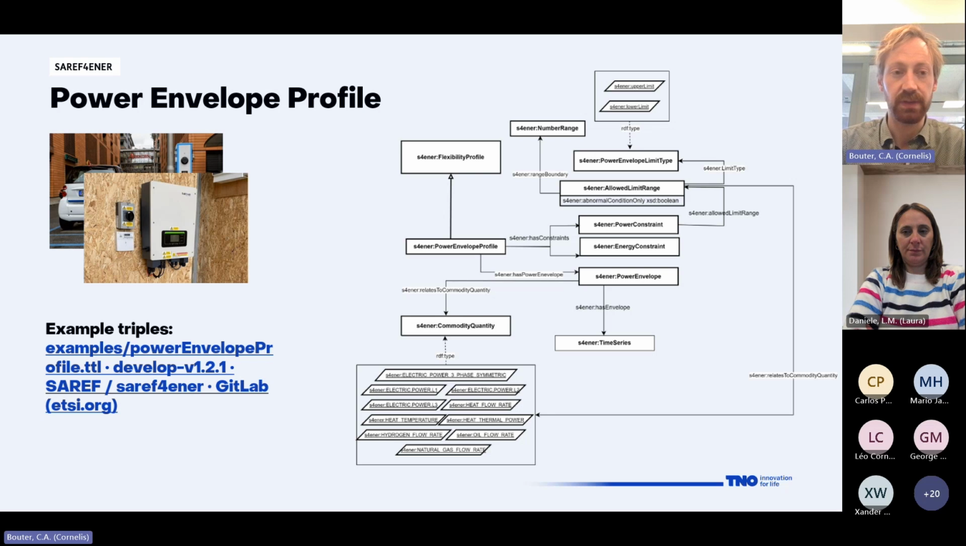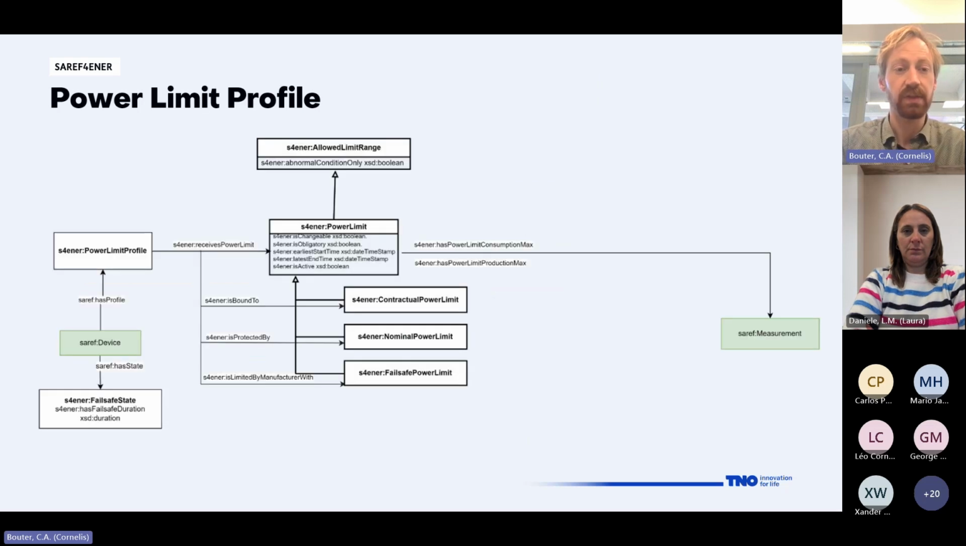But one of the differences between the power envelope and the power limit is that the power limit also considers situations like a fail-safe power limit. A fail-safe power limit would be useful in a situation where a particular device would lose connection to the network.